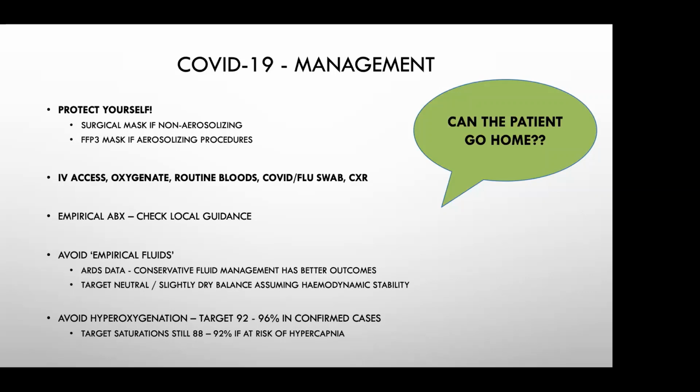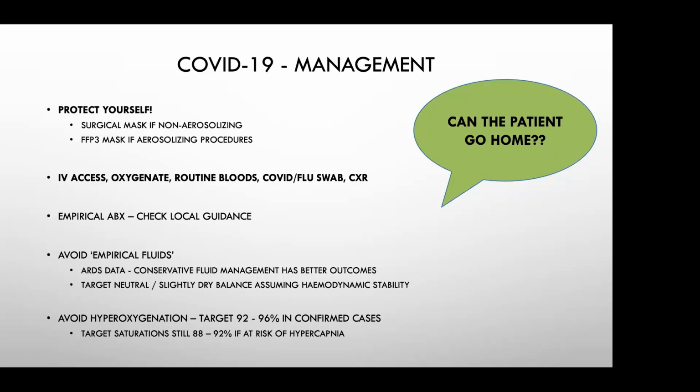So for me, I'm roughly estimating that I'm going to run them sort of -500 to -1 litre over the course of their length of stay. And I'm not going to give them additional fluids if they're normotensive, peeing reasonably well, and they can manage their own fluid balance.